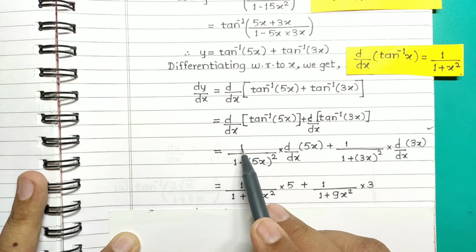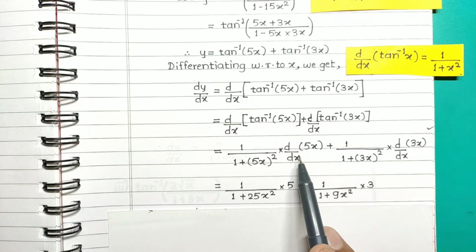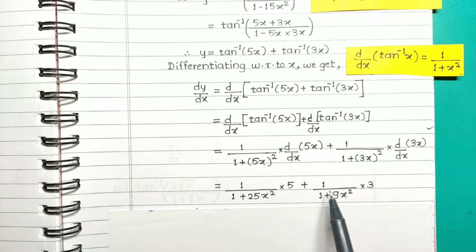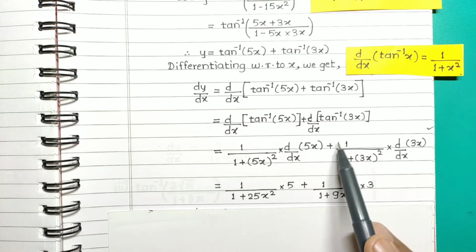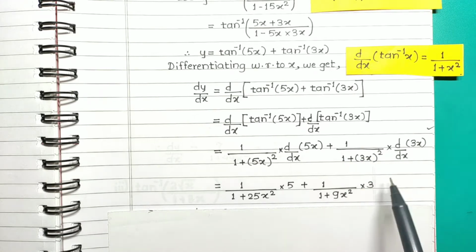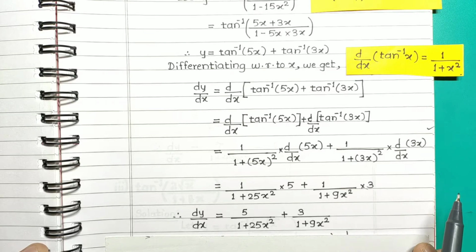So you write down this term as 1 upon 1 plus 5x square, which is 25x square, into the derivative of 5x, which is 5, plus, this term we write as 1 upon 1 plus 9x square. 9x square is, here 3x bracket square, it is 9x square. So we have 1 upon 1 plus 9x square into the derivative of 3x, which is 3. So finally let's write down the required derivative: dy by dx is equal to 5 upon 1 plus 25x square plus 3 upon 1 plus 9x square.